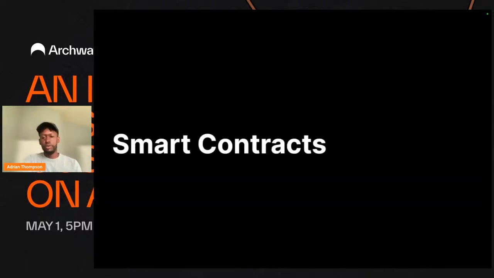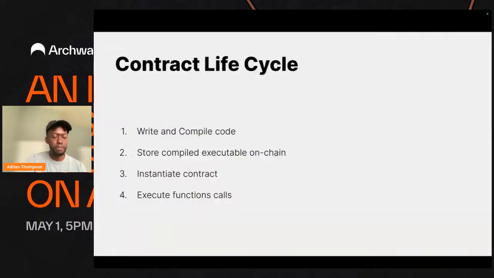All right, so let's jump into smart contracts, because I think once you understand those core ideas within Rust, you should be able to start building out basic smart contracts that you can then execute on chain.